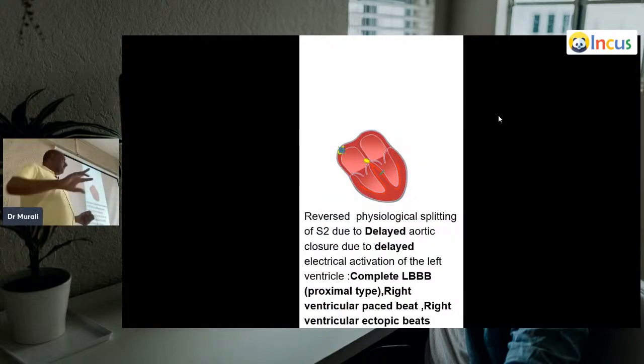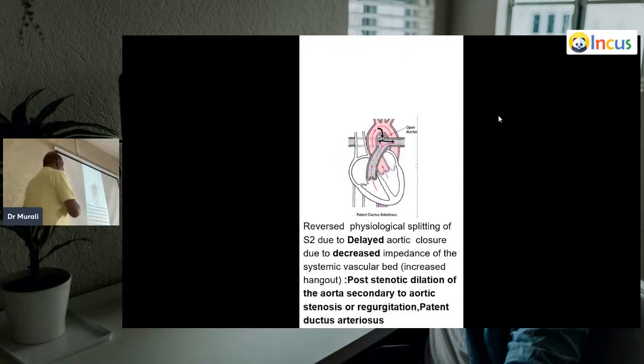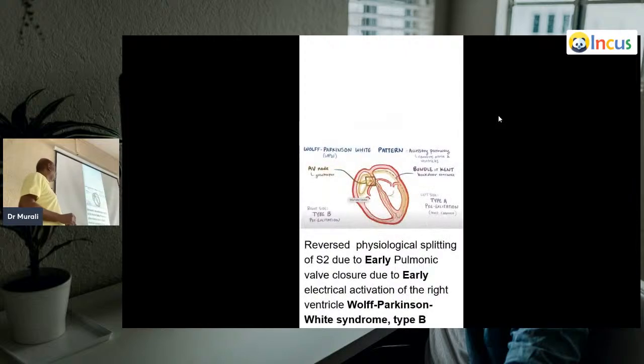Then reversed physiological splitting is due to delayed aortic valve closure, and that is because of LBBB, right ventricular pace beat or right ventricular ectopic beat. Already we discussed this. Then longer hangout time. I think this point also we discussed. Yeah. PDA, aortic stenosis, aortic regurgitation, ASD, in all these scenarios, typically there is a delayed closure.